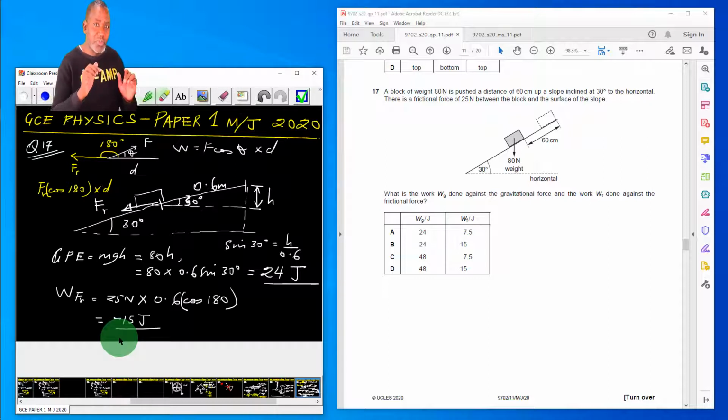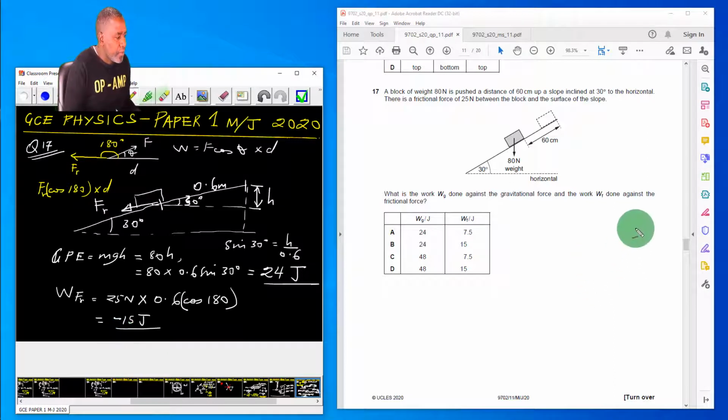Notice the word that I'm using. I'm using the word work done by friction. But the word used by the examiner there is work done against the friction. Let's see. W_F, work done against frictional force. That word is here. Work done against friction force.